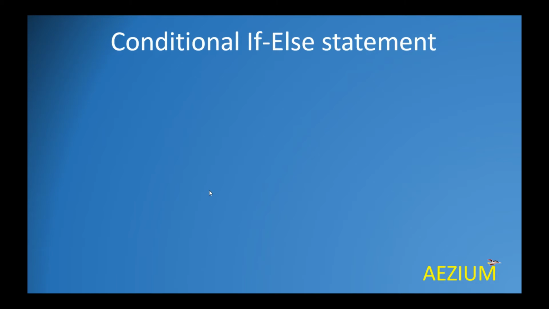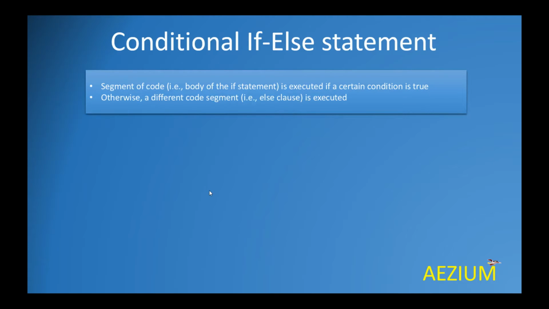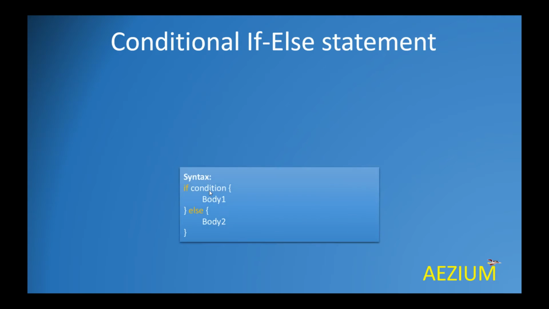We could also have if-else statements. With an if-else statement, a segment of the code is executed if the if condition is true, but if it is not true, a different segment of the code, which falls within a clause called the else clause, is executed. The syntax is shown here.